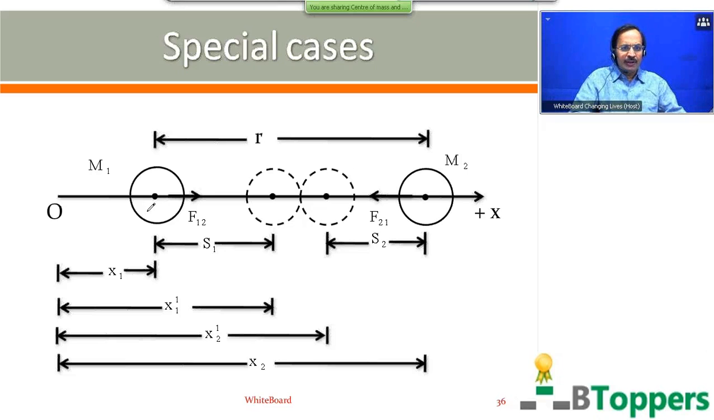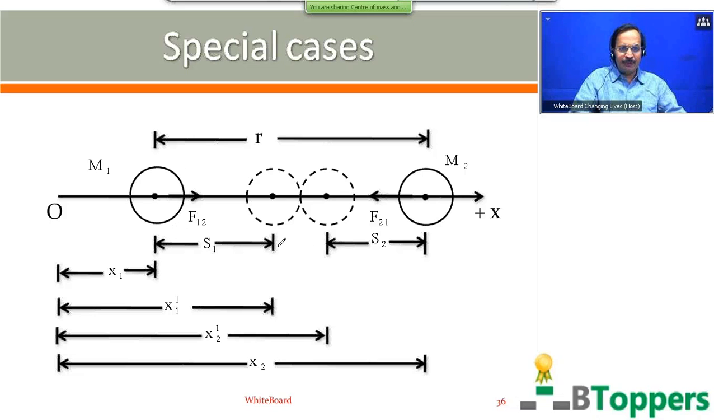Makes no difference. F bar subscript 1 represents the force of attraction on M1 by M2. F subscript 2 1 represents the force of attraction on M2 by M1. These dotted circles represent the positions of the two spheres, cross sections of the positions of the two spheres at the instant they collide with each other.